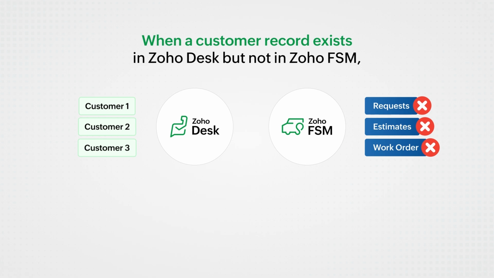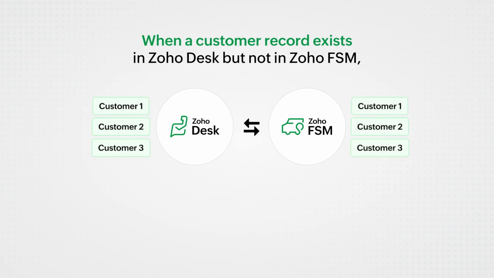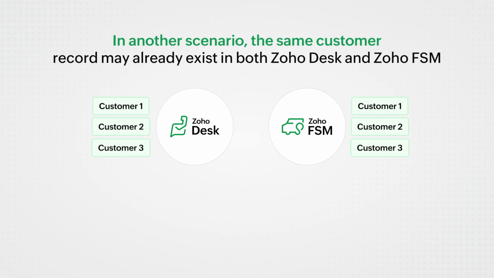In this case, we choose to push. When we choose push, the customer record from Zoho Desk is pushed into Zoho FSM. In another scenario, the same customer record may already exist in both Zoho Desk and Zoho FSM, but the system won't automatically recognize that they refer to the same customer. In such cases, we use link to connect the customer records between both the systems manually. Let's see how to do this.